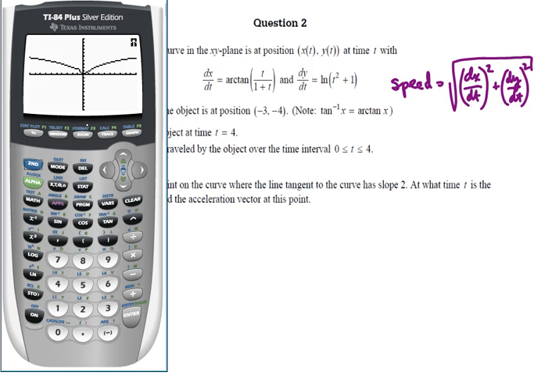So second calc. I don't need the derivative of that because that is already derivatives. I just need the value of that function at x equals 4, and I get 2.912. And that is my speed to three decimal places using the speed function of square root of dx/dt quantity squared plus dy/dt quantity squared.